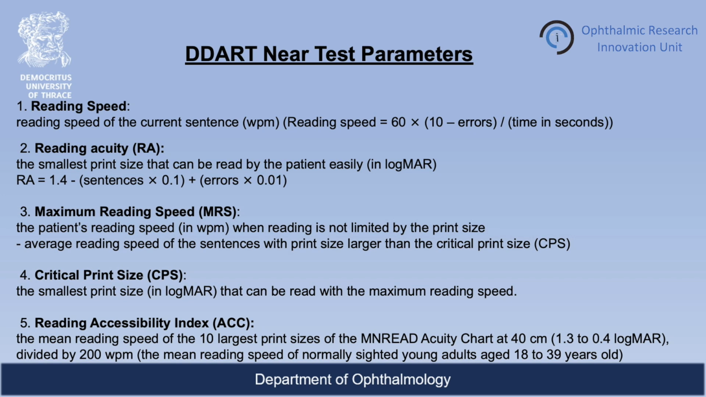Finally, the reading accessibility index is defined as the mean reading speed of the 10 largest print sizes of the MNREAD acuity chart at 40 centimeters, divided by 200 words per minute, which is the mean reading speed of normally sighted young adults aged between 18 and 39 years old. This parameter was designed for better evaluation of one's access to text across the range of the 10 most common print sizes found in everyday life.